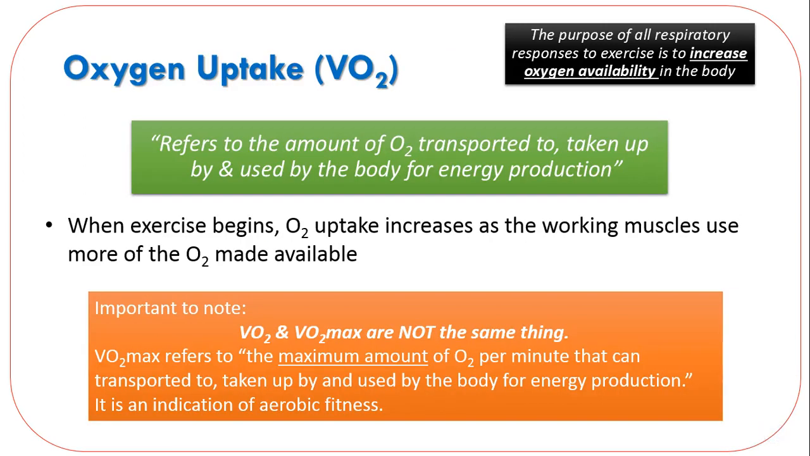Our next response to exercise is our oxygen uptake. Okay, so this is looking at the amount of oxygen that we can take in, transport, and use for energy production. Okay, so if we're looking at when exercise begins, our oxygen uptake increases. Again, because we've got that increased oxygen demand at the working muscles, so we increase our oxygen availability.